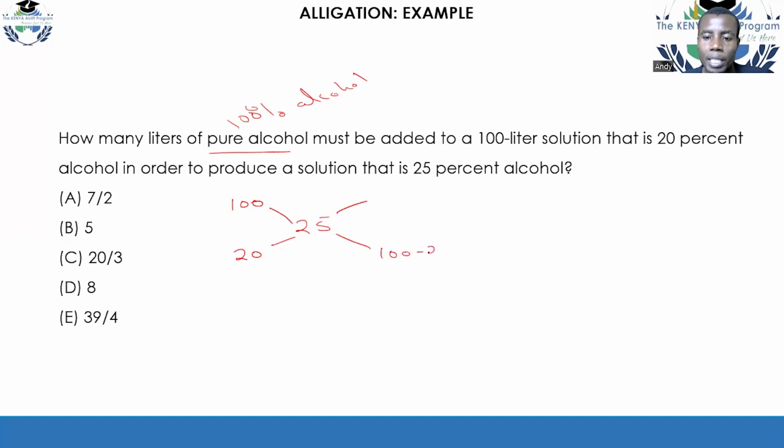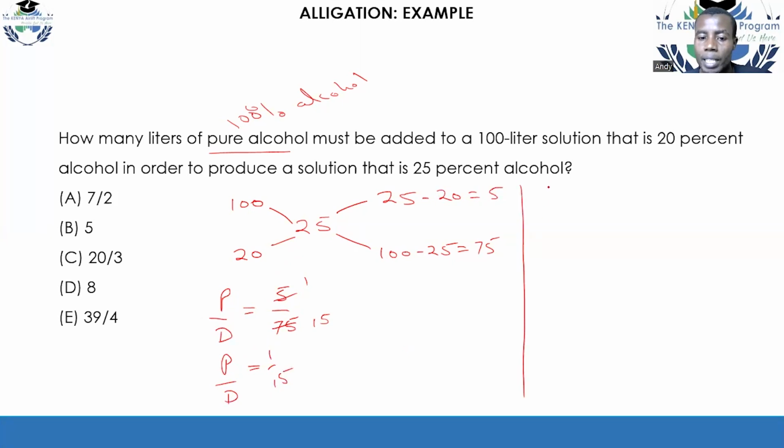So we set this up. We'll have here 100 minus 25, giving us 75. Then 25 minus 20, giving us 5. So let's have the ratio of the pure to the dilute as 5 over 75. Reducing this by 5, we get 1 over 15. So we have the pure to the dilute one as 1 to 15. So for every 1 part of the pure alcohol liquid, we'll have 15 parts of the diluted one. And the diluted one, remember, is 100 liters.